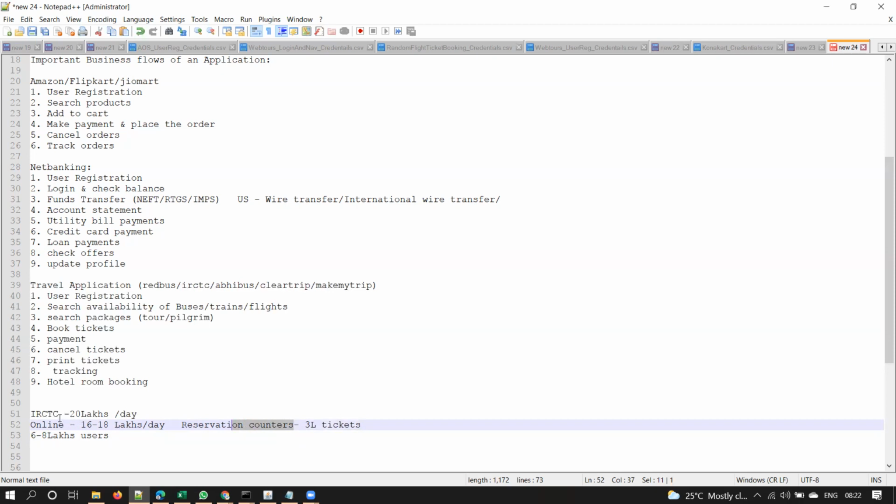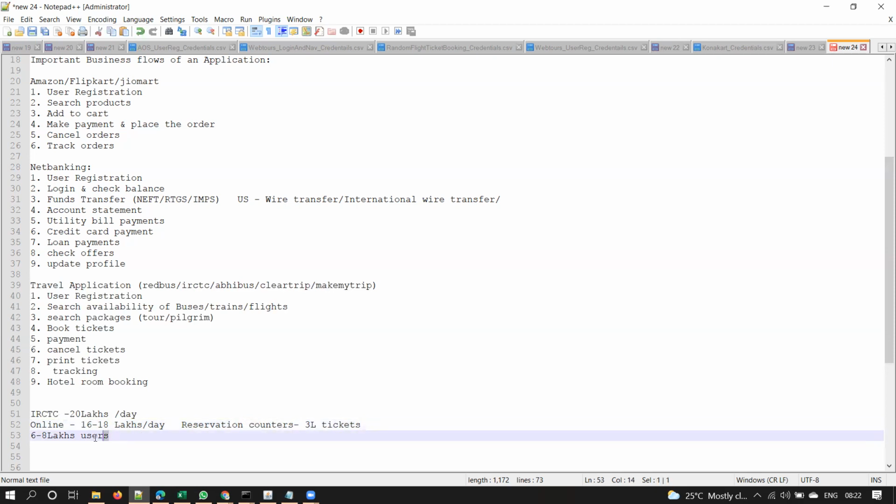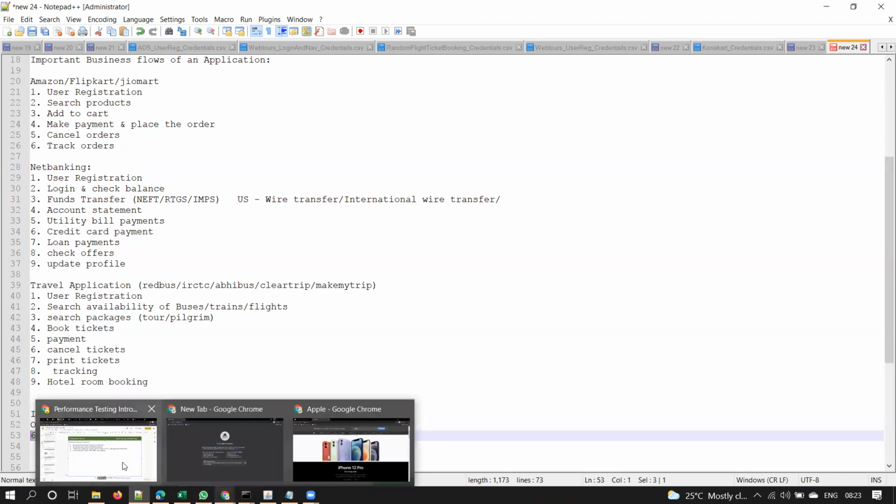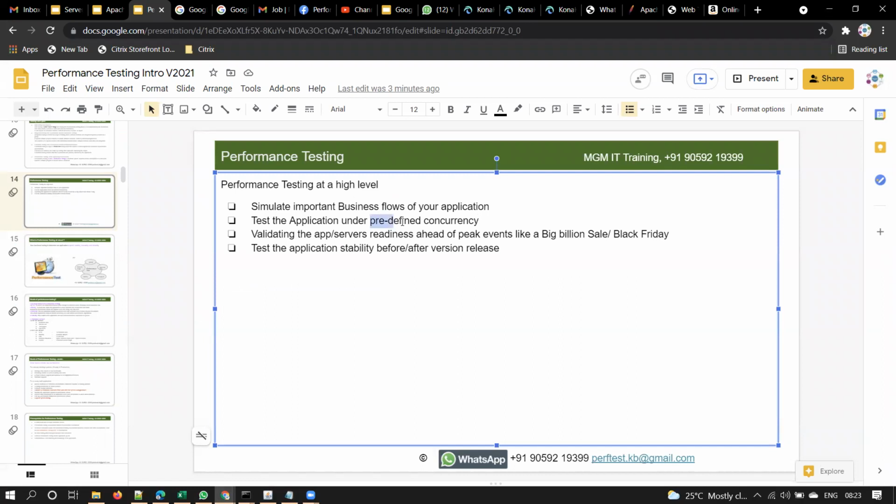Now, if you are testing this IRCTC application, you have to simulate this much user load, right? I'll explain why and how we simulate user load. First, understand that if you are testing the IRCTC application, you have to test with 6 to 8 lakh users. That is the volume of users. That is predefined concurrency. You have to test the application with that much user load. Is it clear, guys? How do we test that? We will discuss that in the coming sessions.